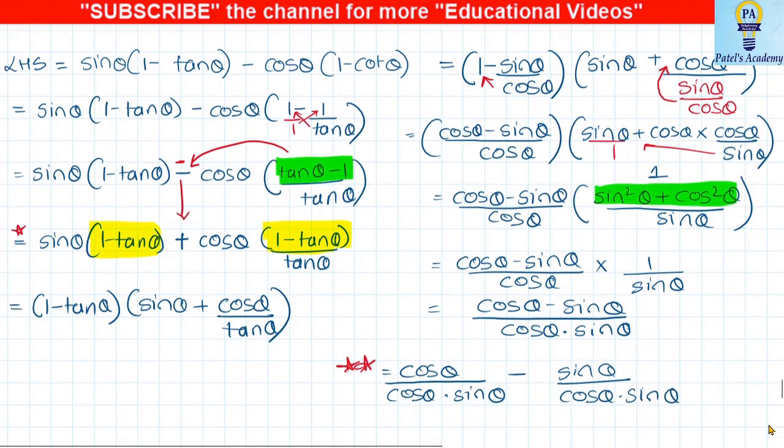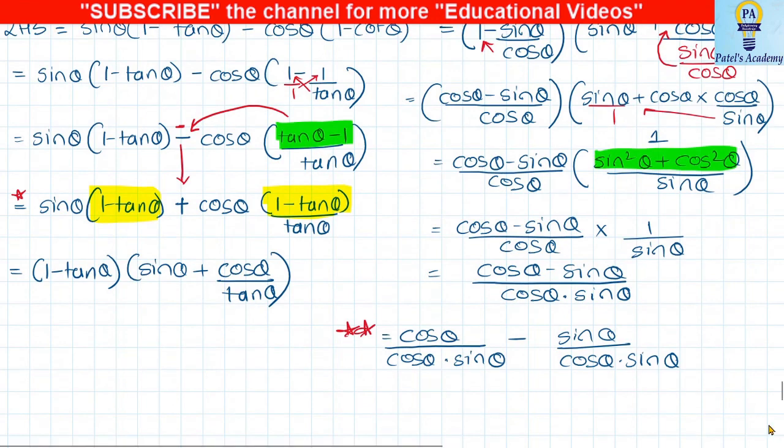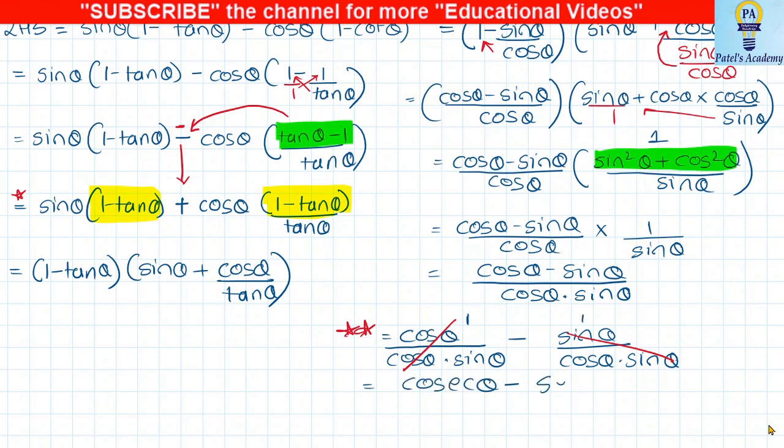Now what I see is cos and cos will cancel, sin and sin will cancel. So what I get over here is 1 upon sin. In the numerator we have 1. So 1 upon sin is nothing but cosec theta, and 1 upon cos is nothing but sec theta. And if you see, this is nothing but equal to RHS, a slightly bigger sum, students. So this is equal to RHS.